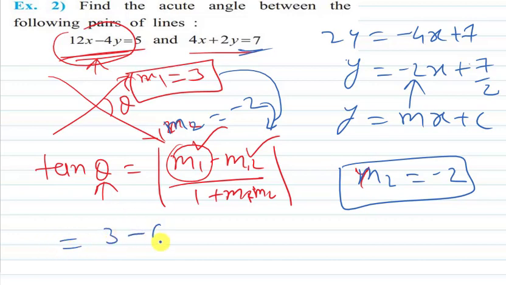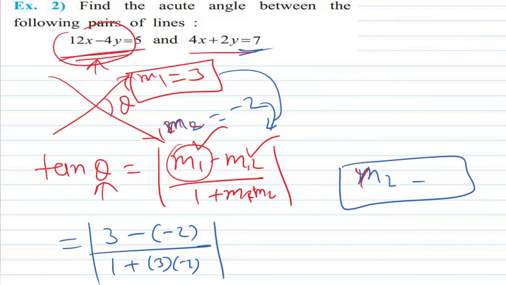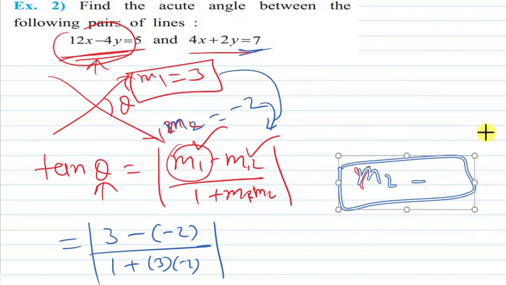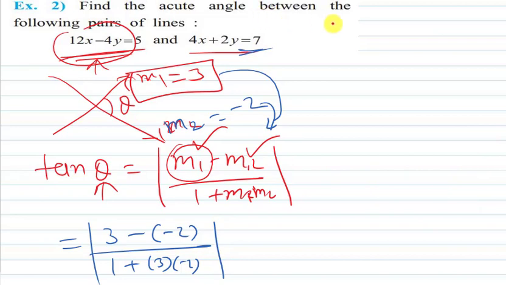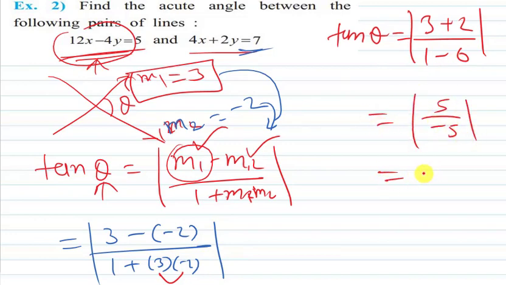Tan theta equals mod of m1, which is 3, minus m2, which is minus 2, upon 1 plus 3 into minus 2. We should have a mod, because we are going to find the acute angle, right? Here, 3 minus minus 2 will be 3 plus 2, upon 1 plus 3 into minus 2, which is minus 6. What will I get? 5 upon minus 5, it will be minus 1. Mod of minus 1 will be 1, so tan theta equals 1.